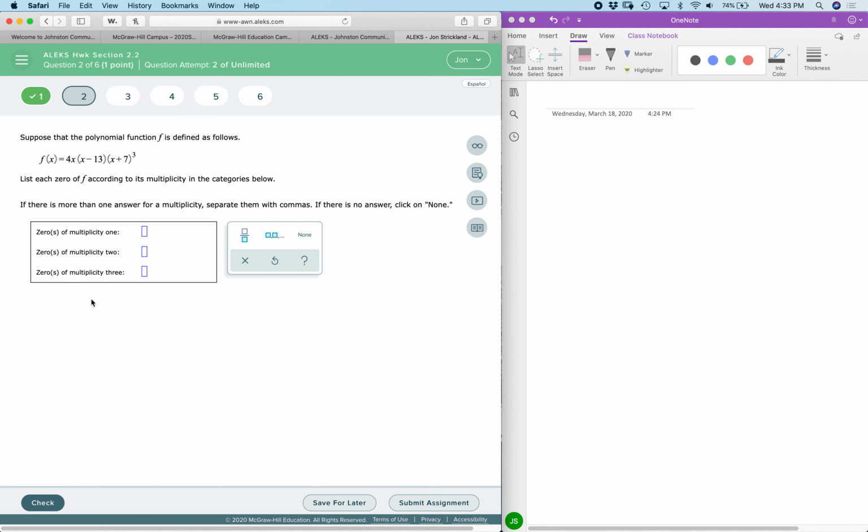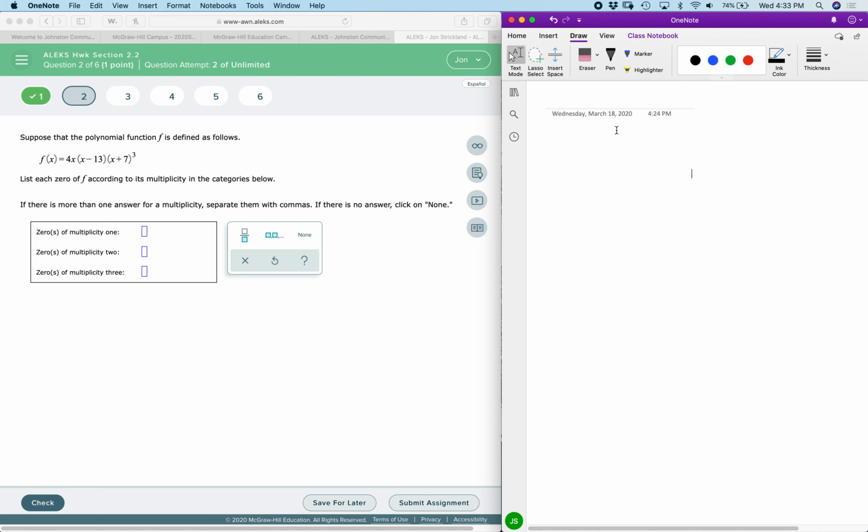Okay, now we have, as a second problem, it says suppose that the polynomial function f is defined as follows. And here we have this function in factored form, and we have f of x equal to 4x times the quantity of x minus 13 times the cube of x plus 7. And it says to list each zero of f according to its multiplicity in the categories below. So we're looking at zeros of multiplicity 1 and 2 and 3.